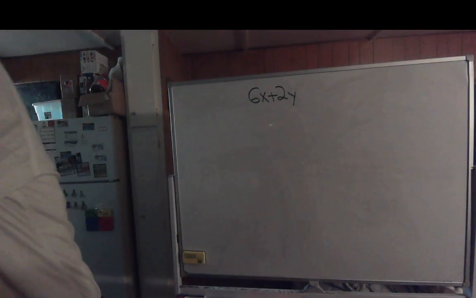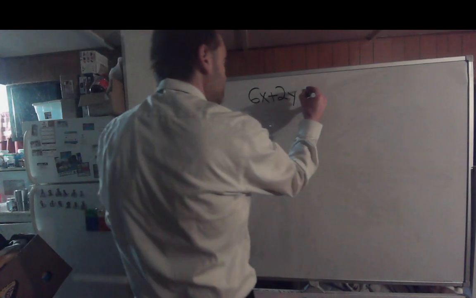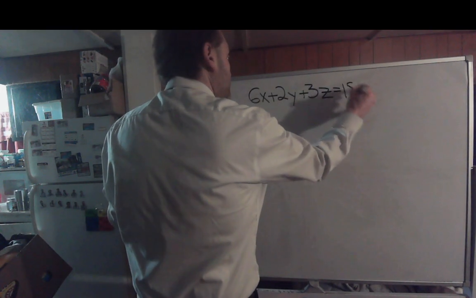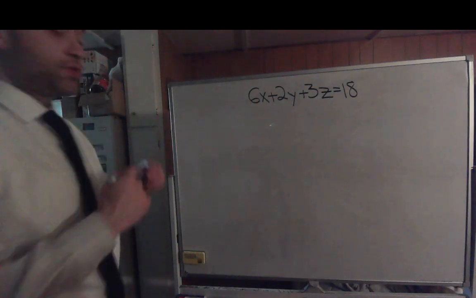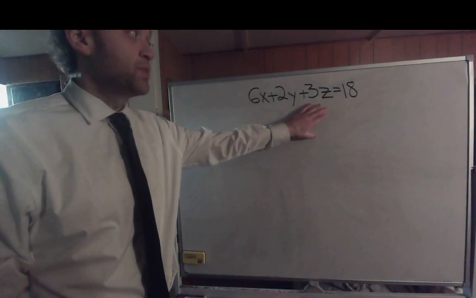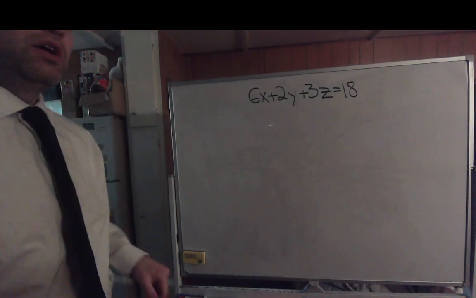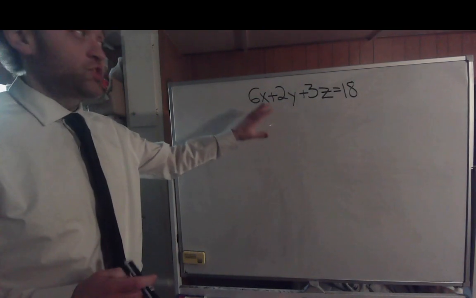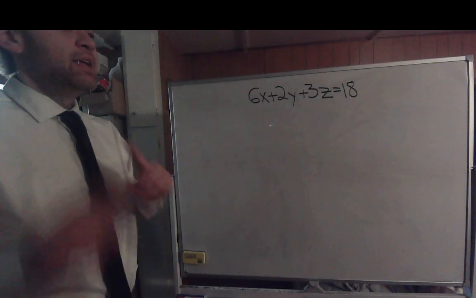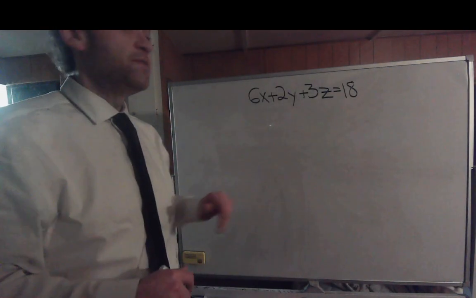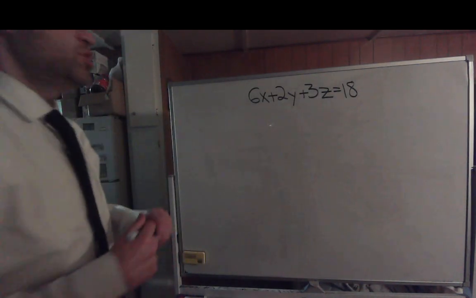If you have a third variable, so here we have now the three variable linear equation 6x plus 2y plus 3z equals 18. Well, when we only were dealing with the x and y variables, you made y a function of x. Now, when you have the z, you're actually going to solve for z and make it a function of both x and y. Let me show you.